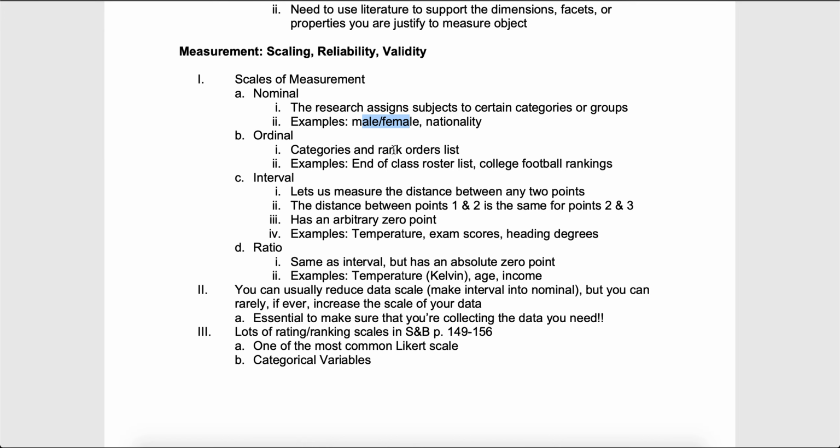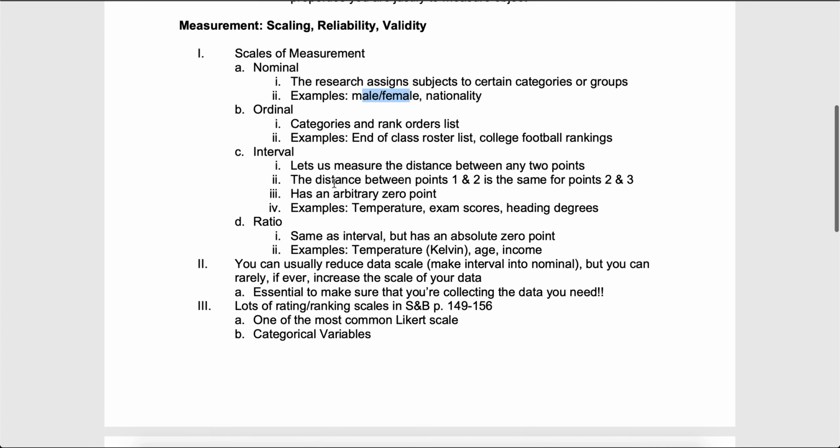An ordinal scale would be rank order. So, what list, the class roster list or college football rankings? You typically don't use ordinal too much in terms of rankings, right? We don't use that much in quantitative studies.